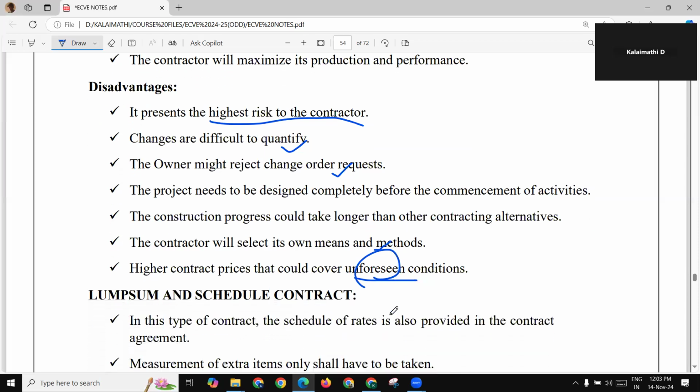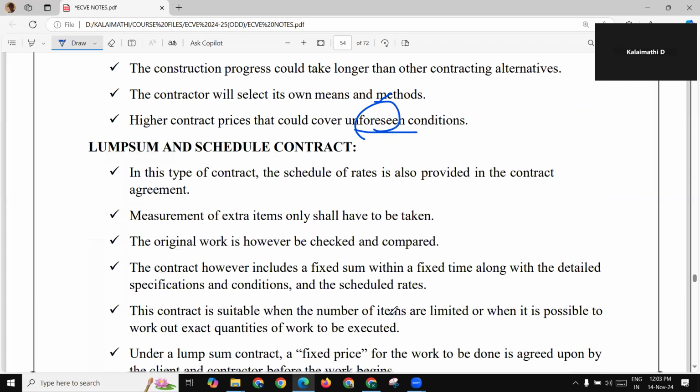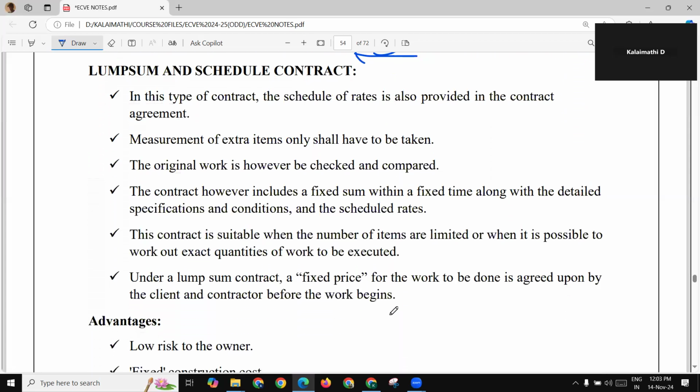So now it is lump sum and scheduled contract. In this type of contract, the schedule of rate is also provided in the contract agreement. So measurement of extra items only shall have to be taken. Only the extra items. The original work is, however, to be checked and compared. The contractor, however, includes a fixed sum within a specified fixed time, along with the detailed specifications and conditions and the schedule rates. Under a lump sum contract, a fixed price, just note this word, fixed price.